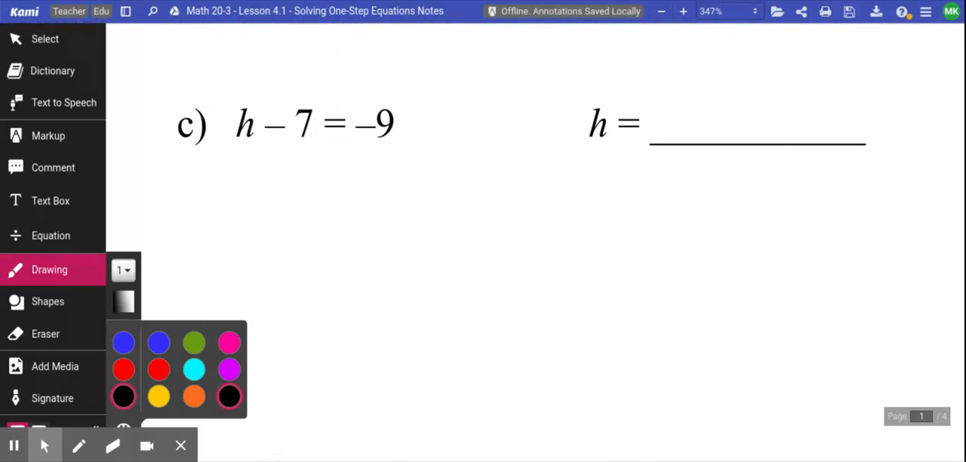If we look at C, this is h minus 7 equals negative 9. We want to move that 7 to the other side by using opposite operations. The opposite of subtraction would be adding 7. What you do to one side, you do to the other. Those 7s will cancel out. I now have h on the left side equals negative 9 plus 7. If you put it in your calculator, it equals negative 2.